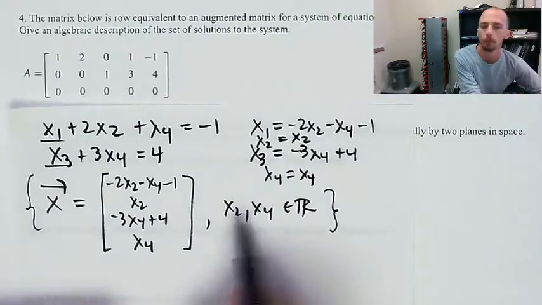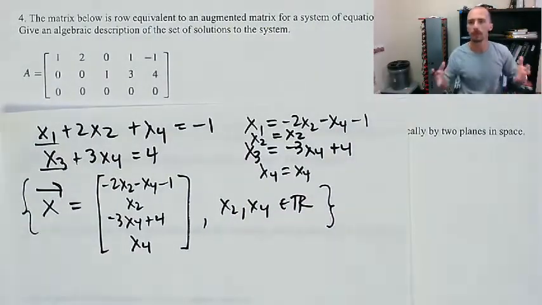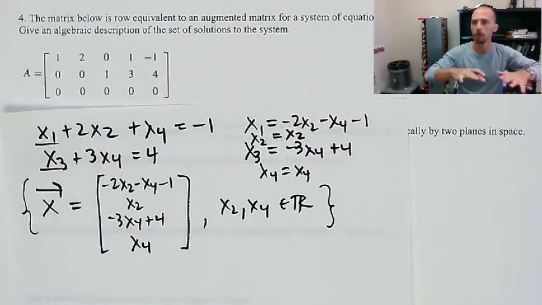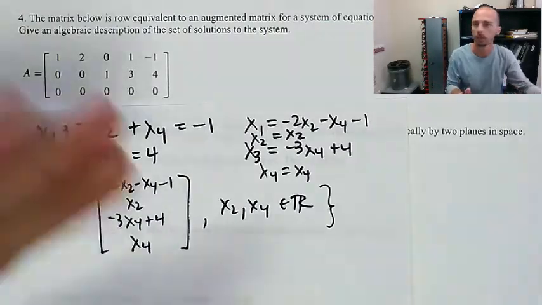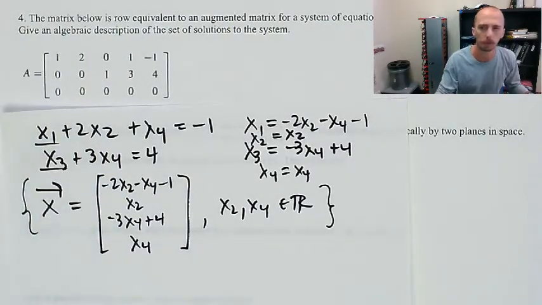Okay? And since I have 2 free variables, I know the type of geometric object that has 2 free variables. It's a plane. It's just that this plane is living in 4-dimensional space. So you might not know what that exactly looks like, but you could have a good idea.